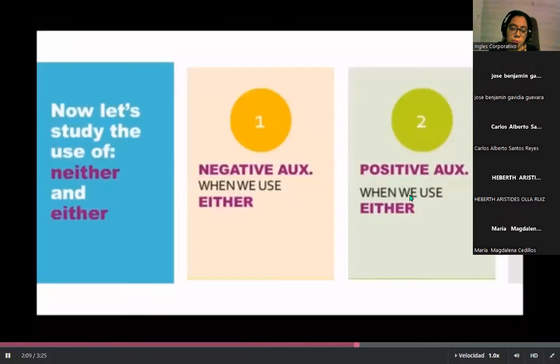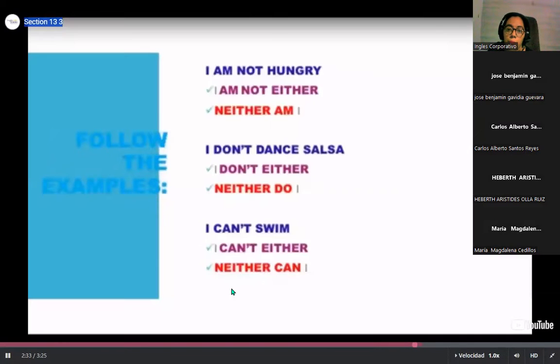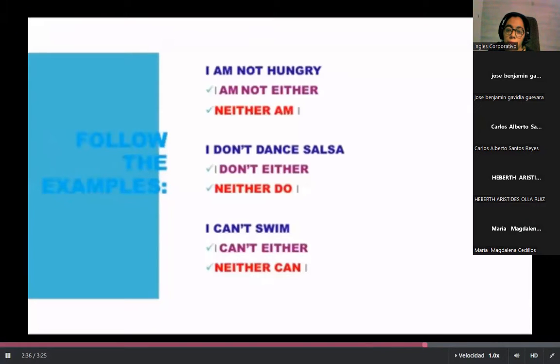Now let's study the use of neither and either. To show agreement with negative statements, we can use neither and either. We also use the auxiliary verb of the statement. Pay attention to the following. We use the negative auxiliary with either, and the positive auxiliary with neither. Follow the examples. I am not hungry. I am not either. Neither am I. I don't dance salsa. I don't either. Neither do I. I can't swim. I can't either. Neither can I.